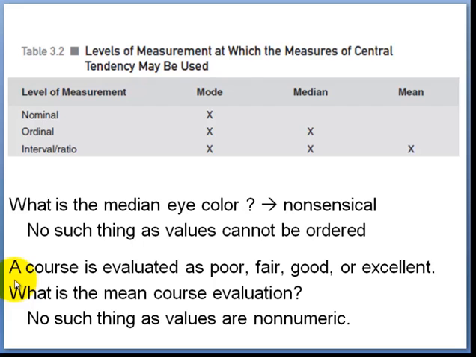A course is evaluated as poor, fair, good, or excellent. What is the mean course evaluation? In this situation, there is no mean, as the variable is not at the interval ratio level. It's not a numeric variable.